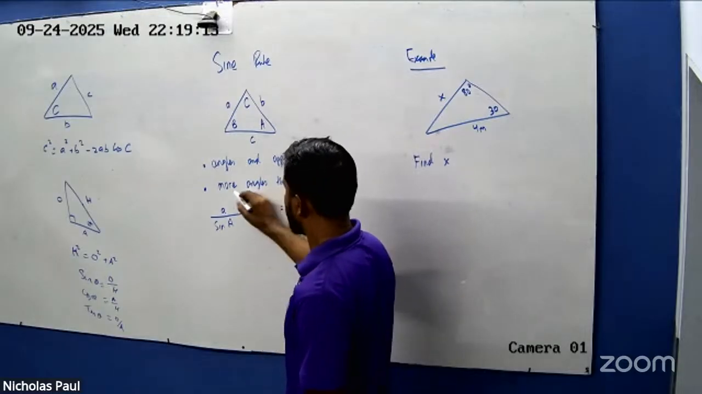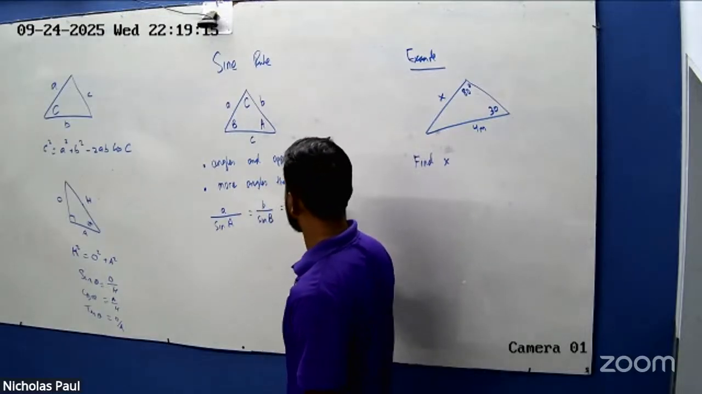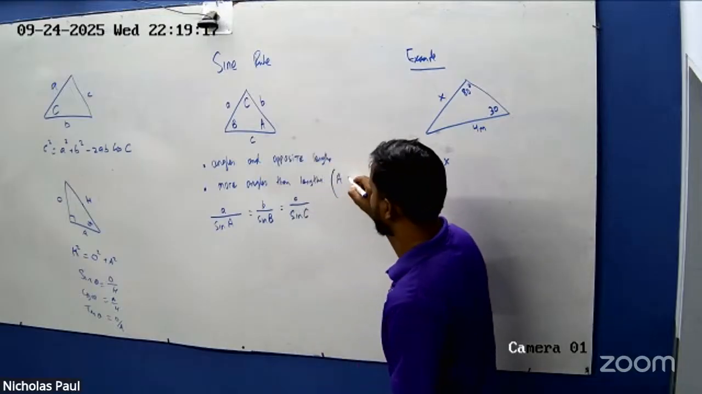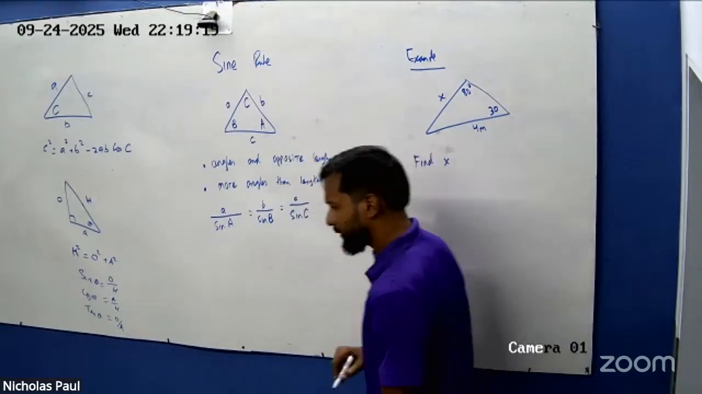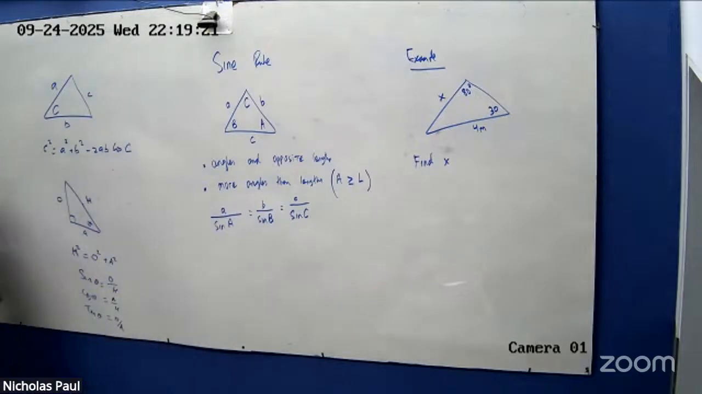Right? I should say more angles than lengths or equal to. To be more specific, angles is more than or equal to lengths. Right? Just to be a little more specific.